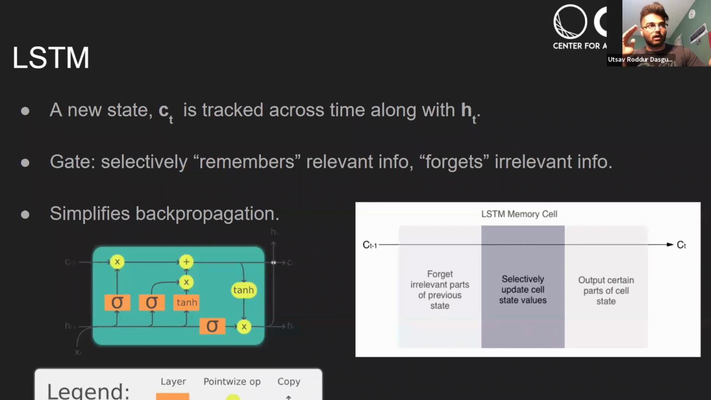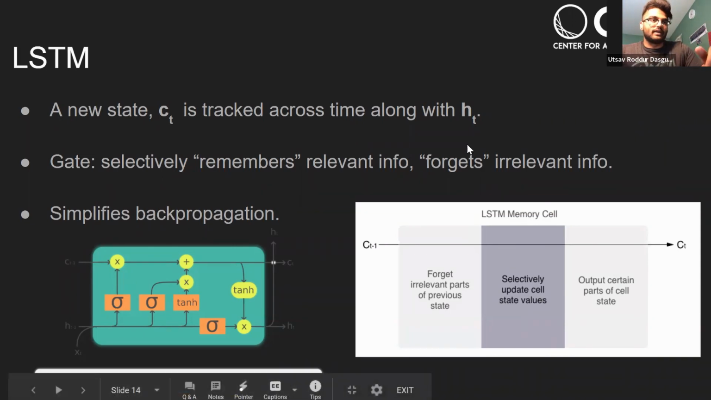On a high level, an LSTM can increase the memory of an RNN. That's why, oh, I totally forgot to mention, LSTM stands for long short-term memory. So it's still short-term memory, but it's longer. And it also helps tackle that vanishing gradient problem.